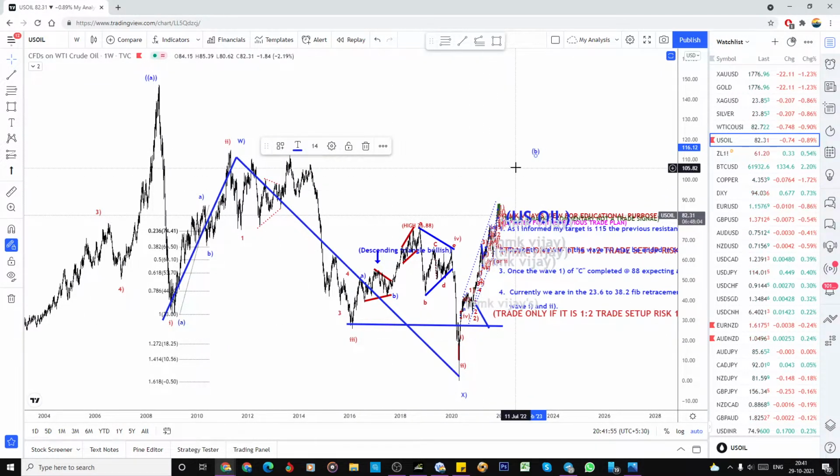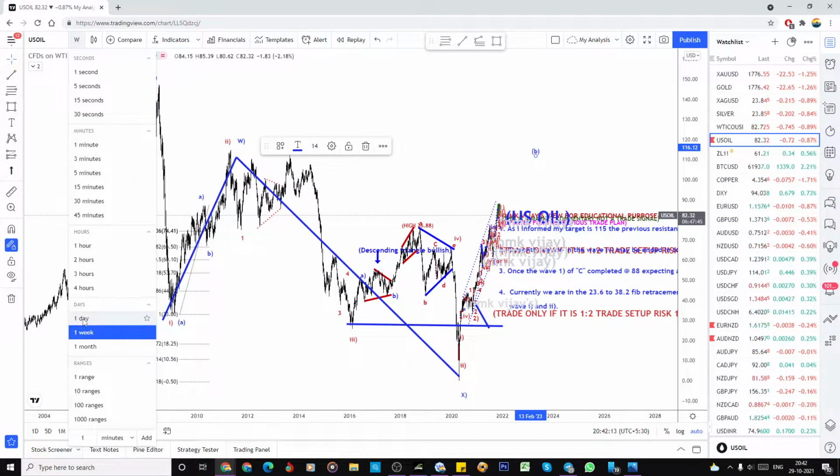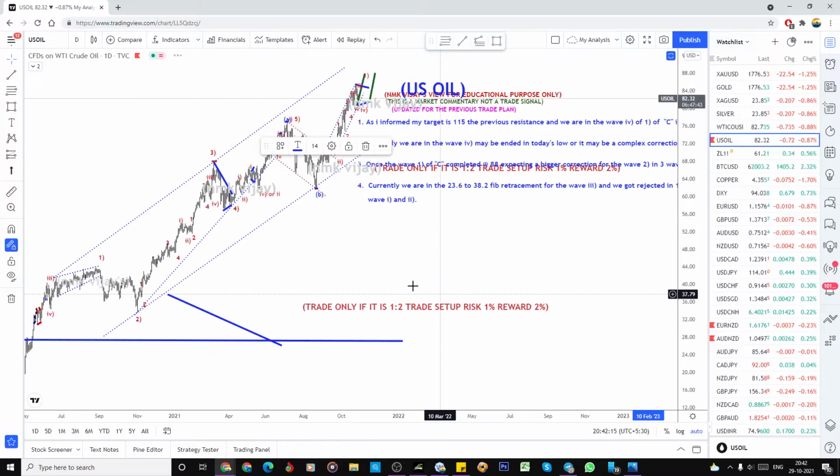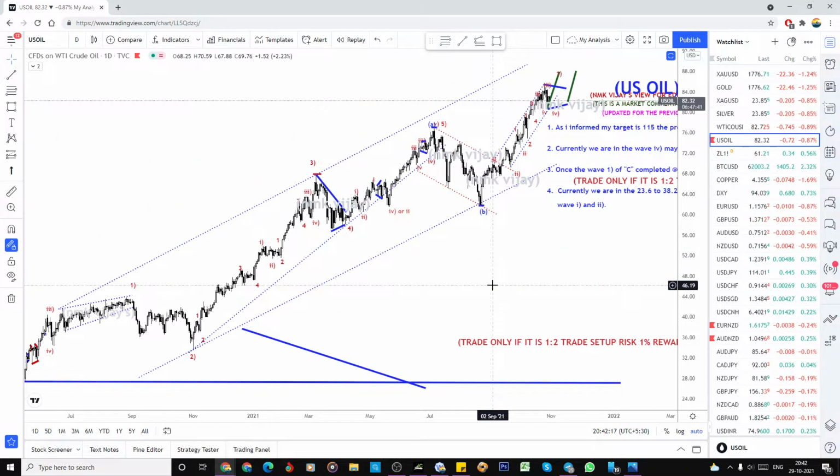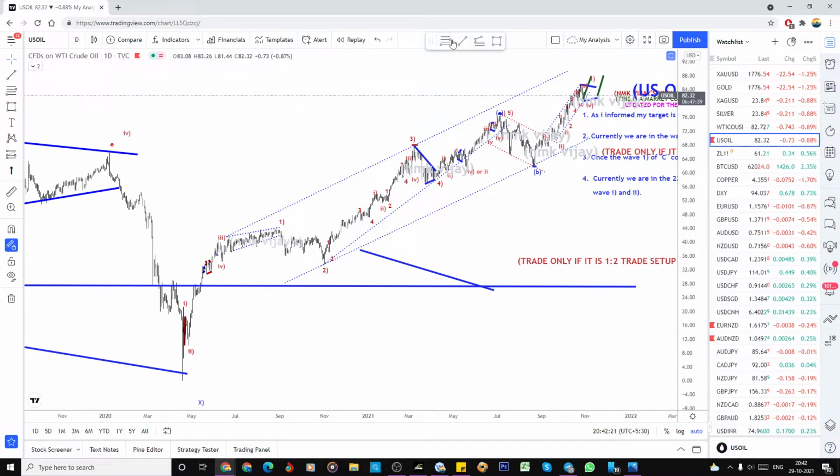So I'm going for either a running flat or an expanded flat, like we did in the CAD JPY, the same format. It is playing the same pattern. So it's a W, this is an X, so ABC, right? ABC means it's a flat, it's a Y wave. Here also I expected a deeper correction, but it did only the 23.6 here.